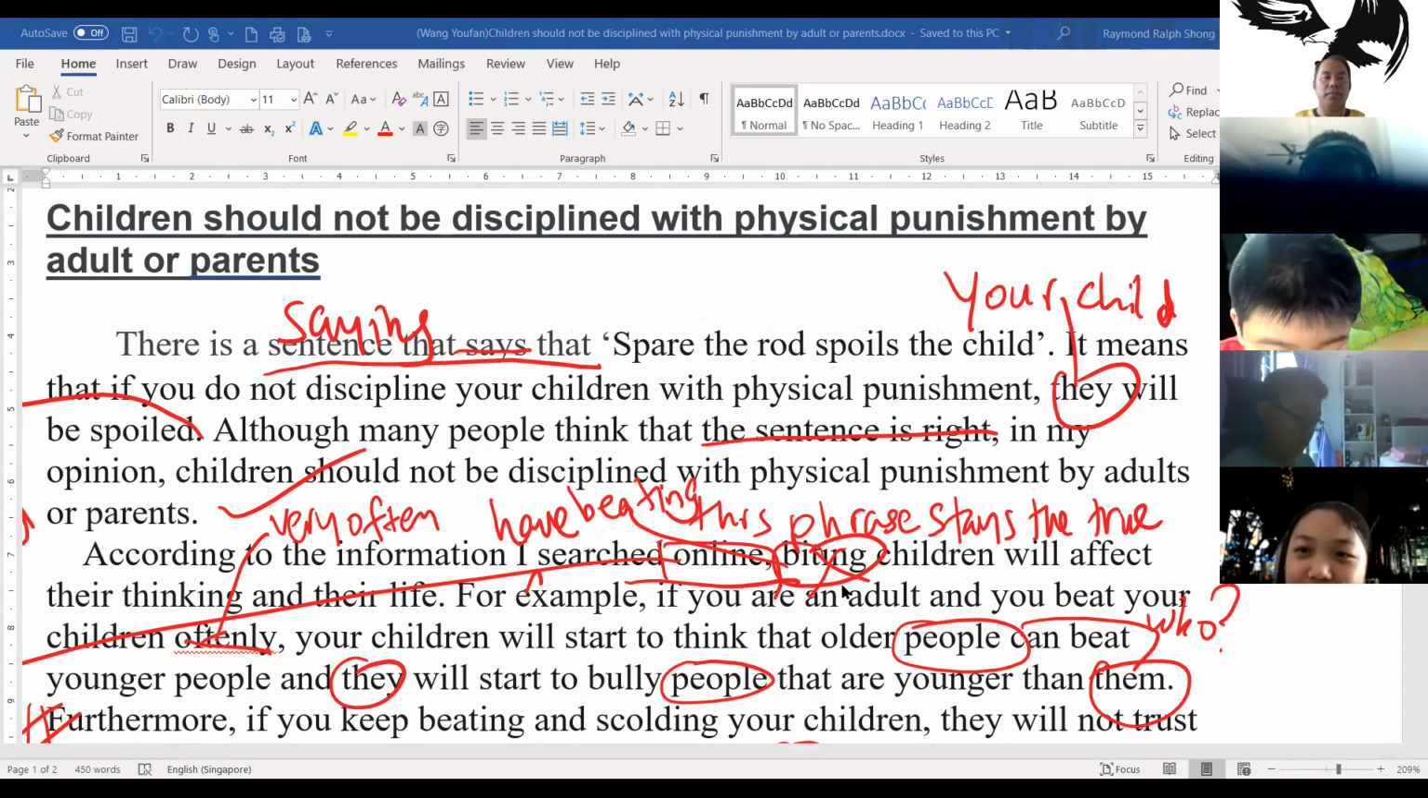There is a sentence that's saying that. No, there is a saying. There is a saying that. Remember, don't put "there is a sentence that says". Unless you say that there's a phrase, or there's an idiom, there's a proverb, but don't put there's a sentence. Okay, always say that there's a phrase. Write down, Yifan. There's a phrase, there's an idiom, there's a proverb.